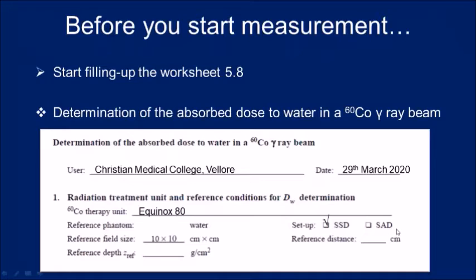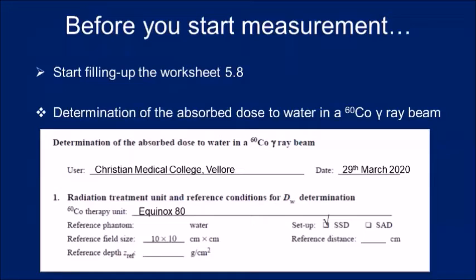Many people do SAD. The reason they have switched over to SAD is that most of our treatments, almost all treatments are SAD technique. So why not we do the calibration also in the same method. So that's why people are moving to SAD technique.